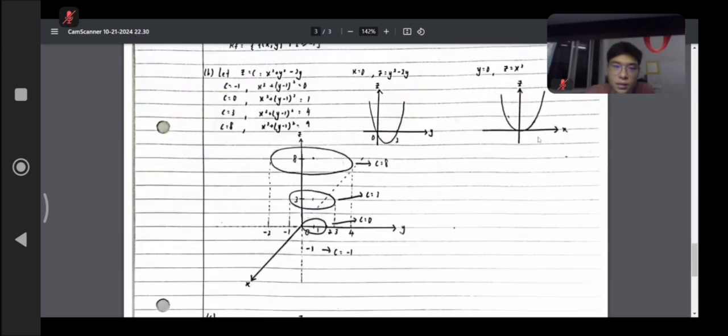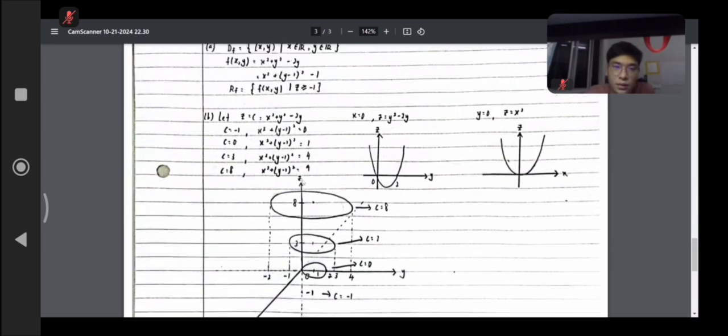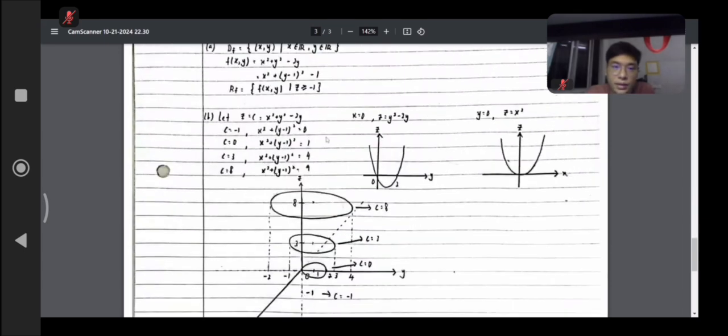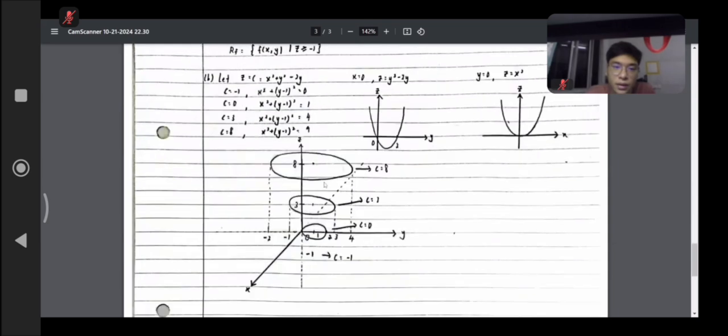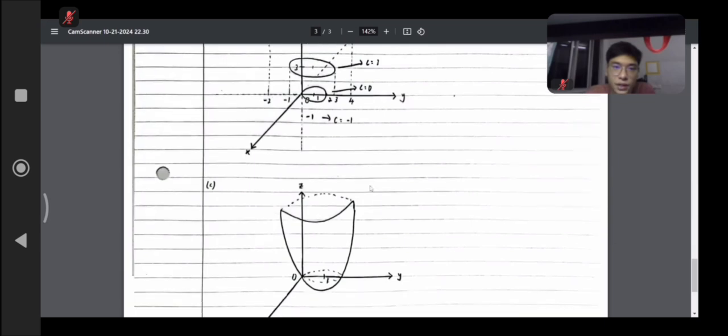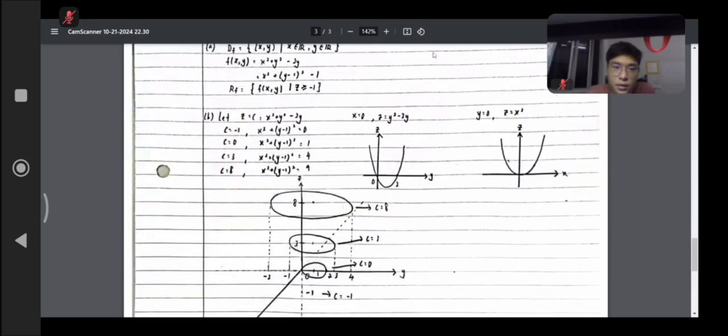So now we can draw our level curves. Here, all the circles are centered at 0 on the x-axis and 1 on the y-axis. After that, we can sketch the surface. So it will become like this.